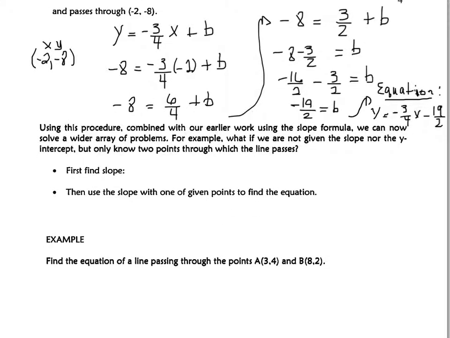So if you're not given the slope or the y-intercept, but you're given 2 points on the line, you should still be able to find the equation of the line, because if you've got 2 points, you can find your slope using your slope formula, and then you can plug the slope in for your m, and then use either one of the 2 points, because they're both points on the line, to figure out the b value. So let's try an example like that.